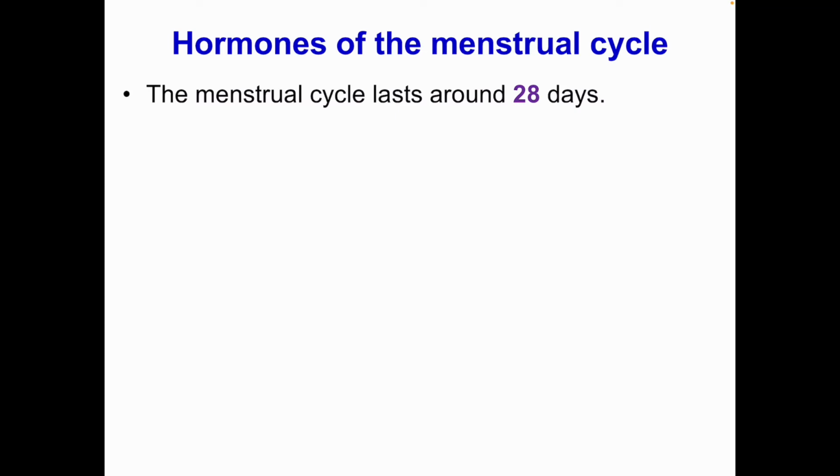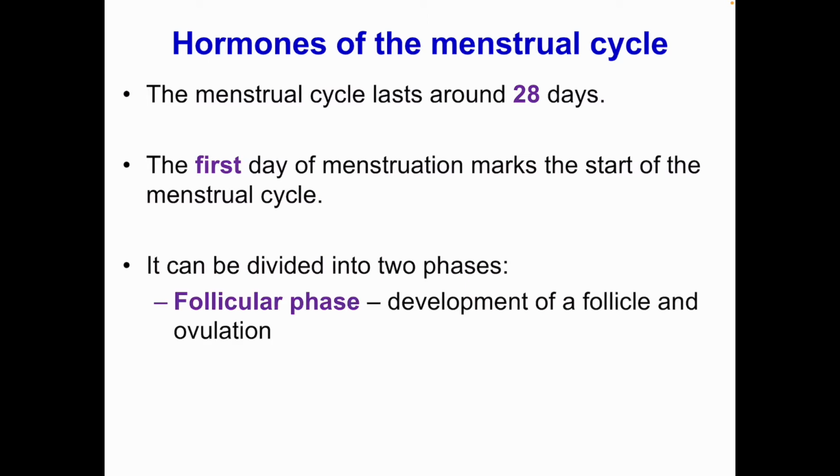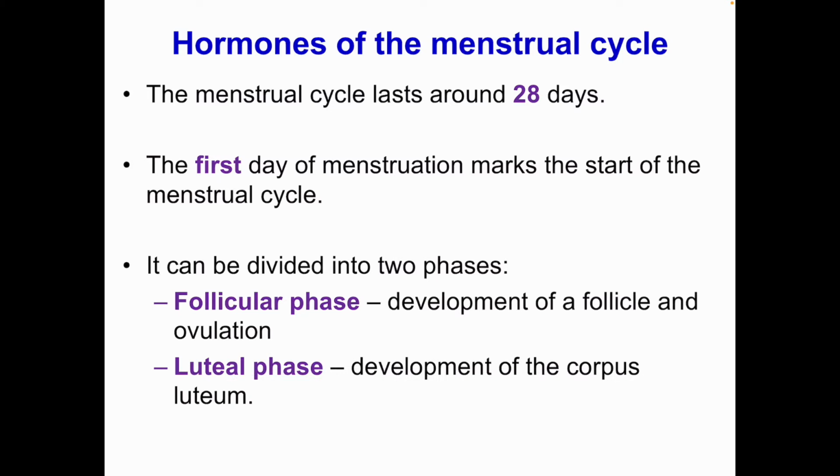An average menstrual cycle lasts around 28 days, although it can be more than this or less than this. The first day of menstruation, so the first day of bleeding, marks day 1 of the menstrual cycle. We divide the menstrual cycle into 2 phases: the follicular phase, which is the development of a follicle in the ovary and then ovulation, and then the luteal phase, which is the development of the corpus luteum in the ovary.